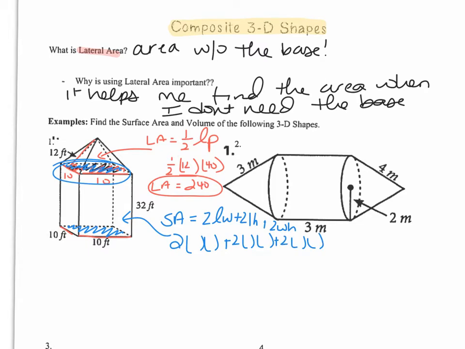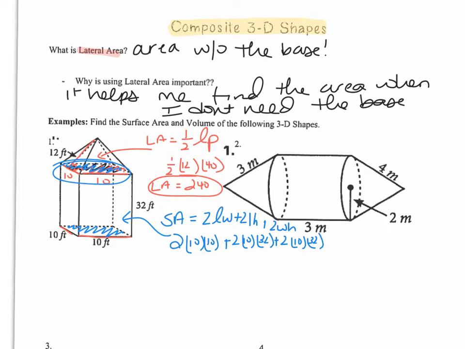So my length is 10, my width is 10, my height is 32. So if I type all of that into my calculator, 2 times 10 plus 10, that's 200. And then 2 times 10 plus 32, and 2 times 10 plus 32.